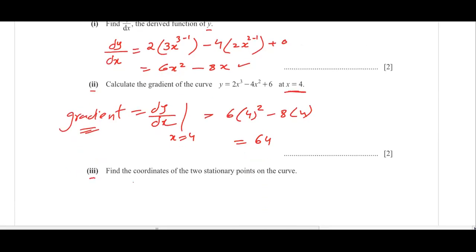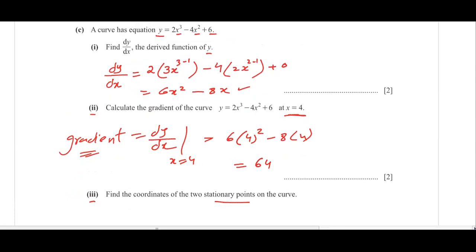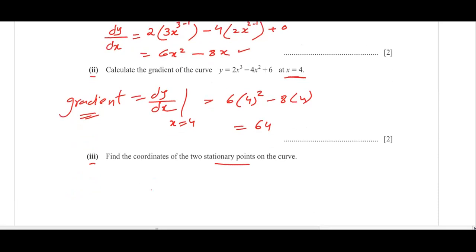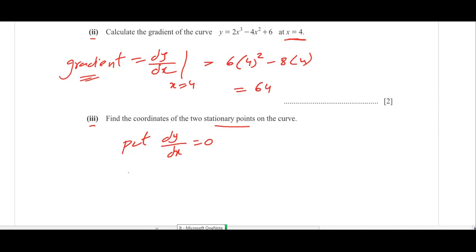And then part 3 is saying find the coordinates of the two stationary points on the curve. Now for finding the stationary point, first put the derivative equal to 0, because whenever you have to find the stationary points, put dy over dx equal to 0. You will get the values of x. Those values of x we will put in the original equation. So the complete stationary point we will get. Now the derivative was 6x square minus 8x. Put it equal to 0. From here I can take common.